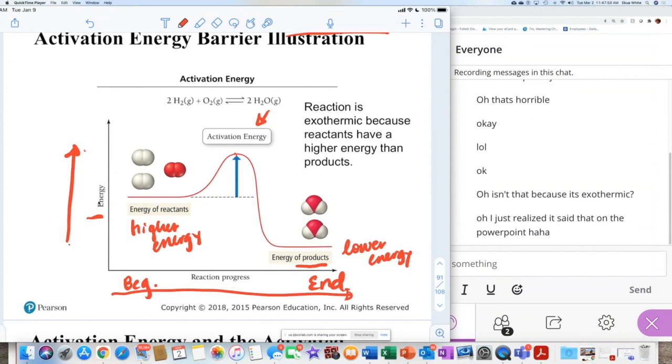Yes, it is. It's okay. But at least that means you were processing the information, right? Very good. It's okay if you are ahead of the PowerPoint. That just means you are connecting with the information, and all the PowerPoint is doing is confirming your observations, right? Yes, the reaction is exothermic.